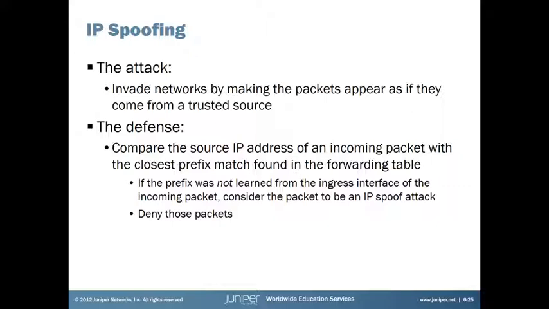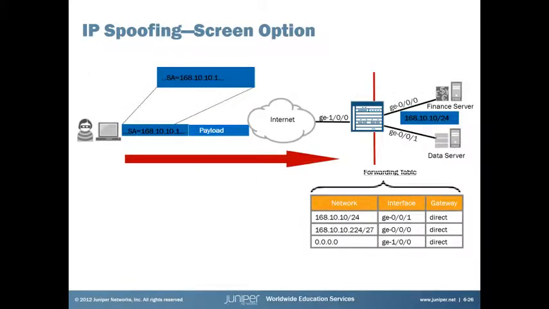The forwarding table, think about it as a routing table. If we look in our routing table, we would know what destination networks may be reachable through a certain interface, and if we get a packet that comes in which doesn't match any of those particular networks, then that would be spoofing.